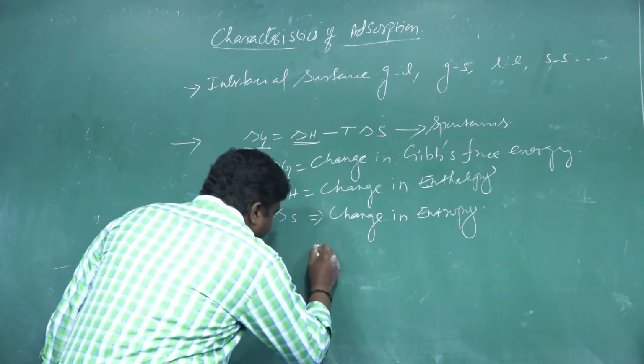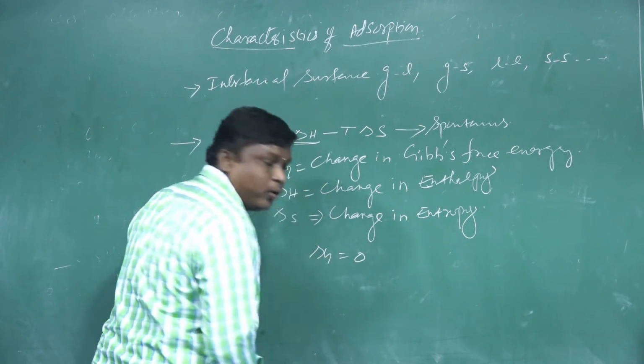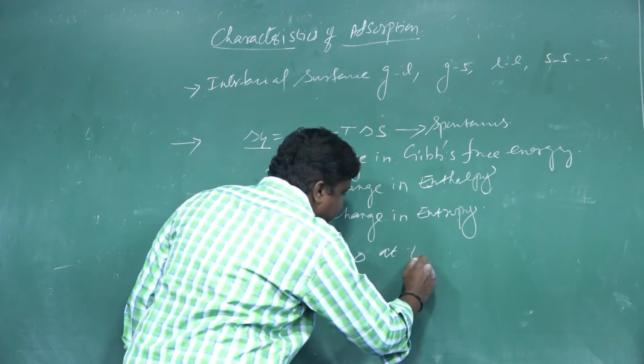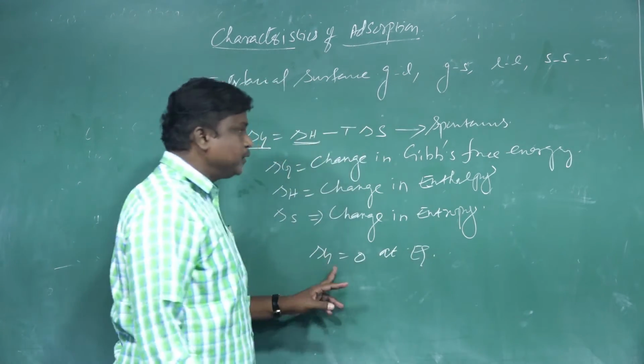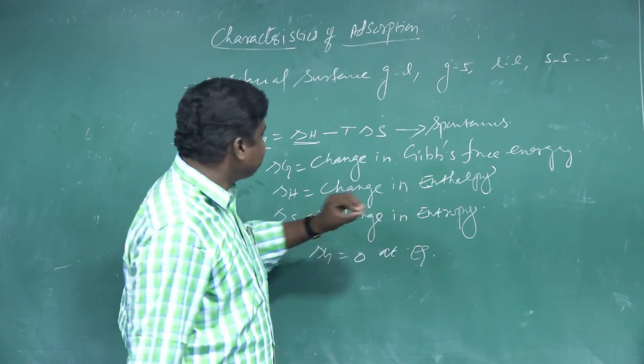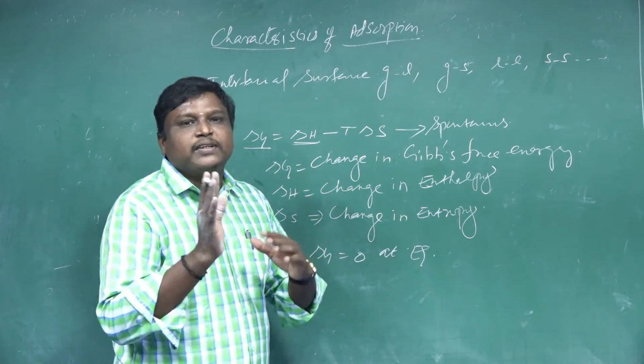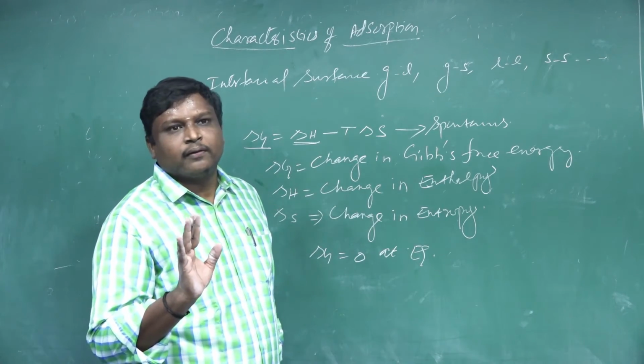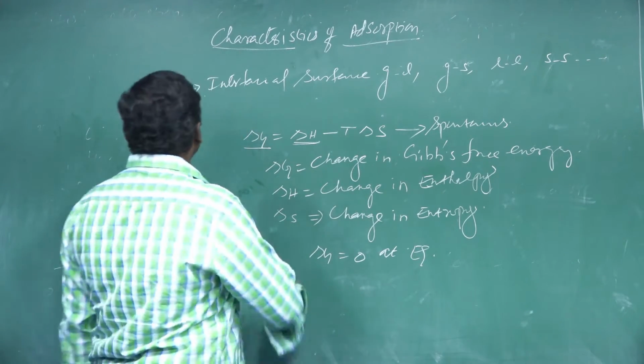Suppose del G equals 0 at equilibrium condition. Del G becomes 0 at equilibrium condition. Okay. Next one, a reaction becomes exothermic or endothermic.